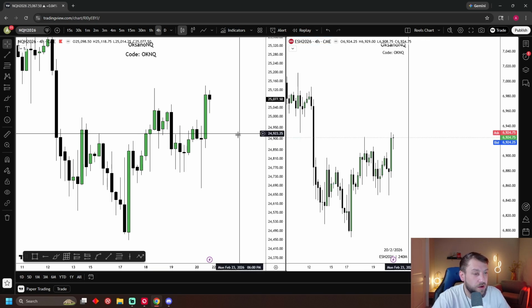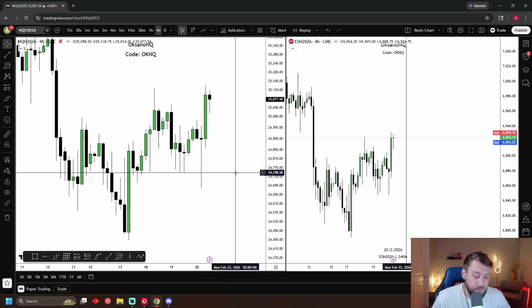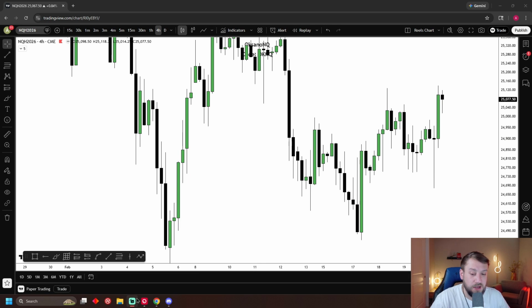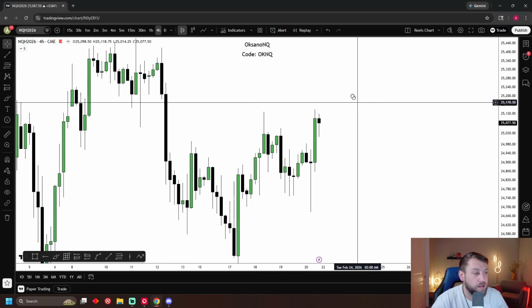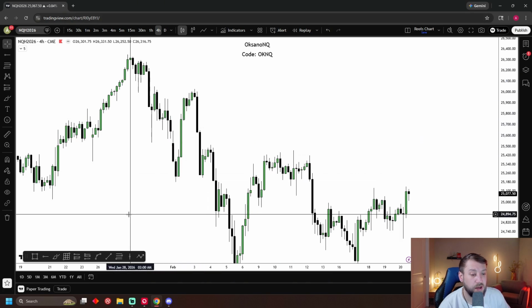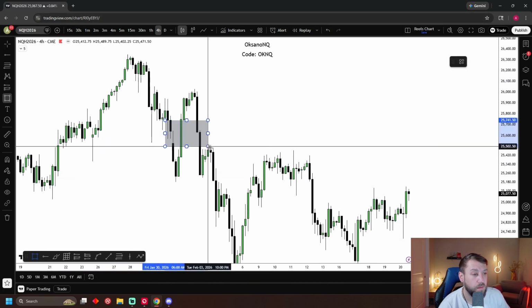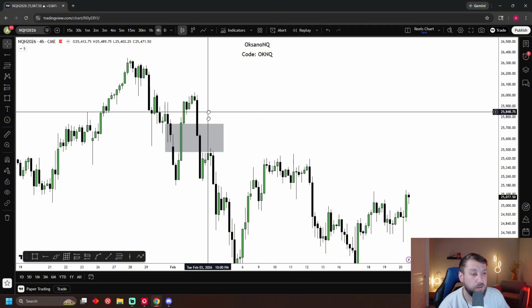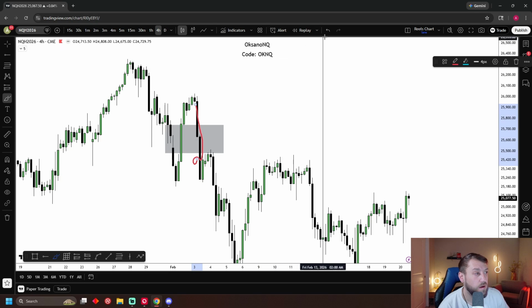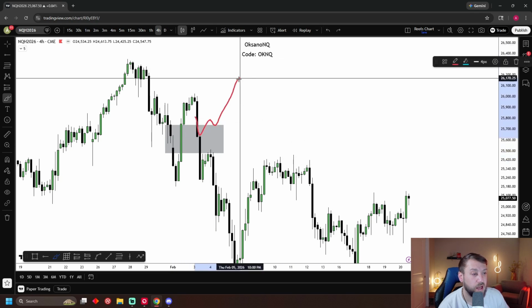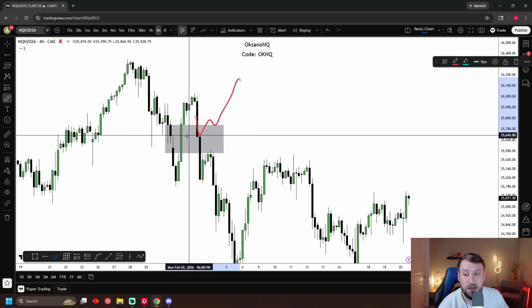So we all know, most of us in here anyway, how we like to find the bias, right? We like to use inverse fair value gaps for our bias. So when we have this big bullish gap right here, right? Boom. If we expect price to remain bullish, we do not want to see price close below. Price needs to bounce out of this gap, right? That's how we determine our bias on the higher time frame.